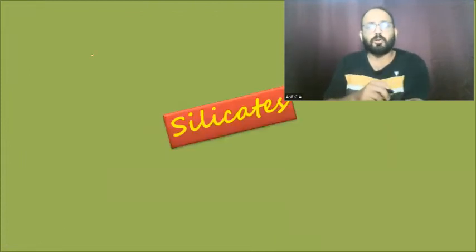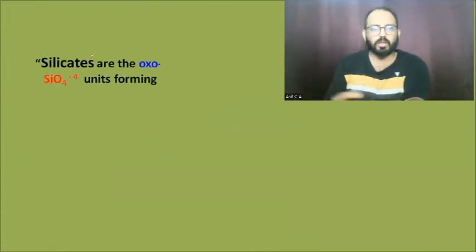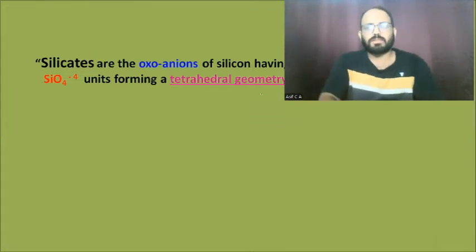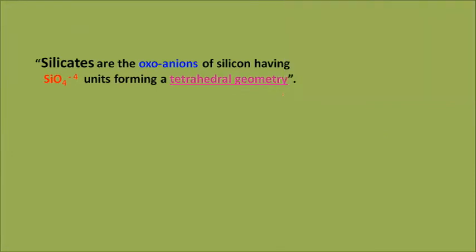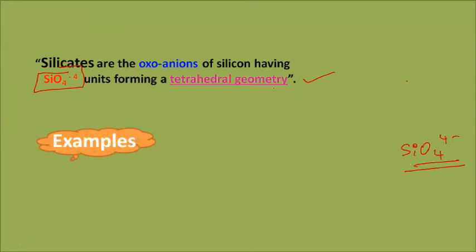Now we'll be talking about silicates. Okay, what is silicate? Silicate is an oxo anion of silicon having SiO4 4- unit forming a tetrahedral geometry. So silicates' basic unit is the SiO4 4- unit. So that SiO4 4- unit கண்டிப்பா tetrahedral geometry இருக்கும். So these are the oxo anions of silicon.